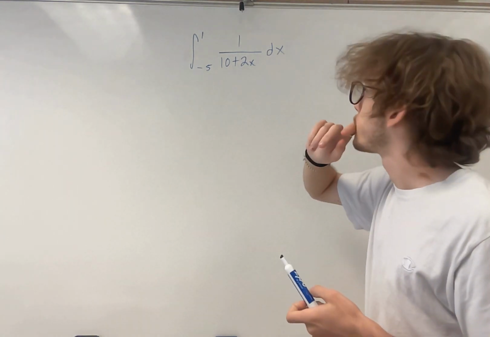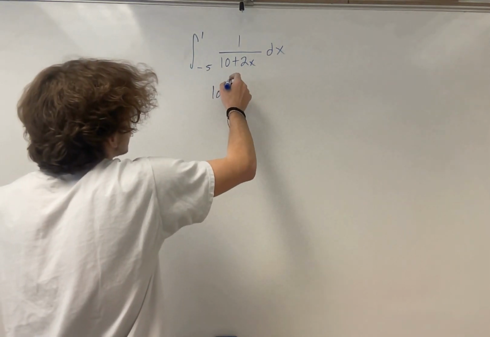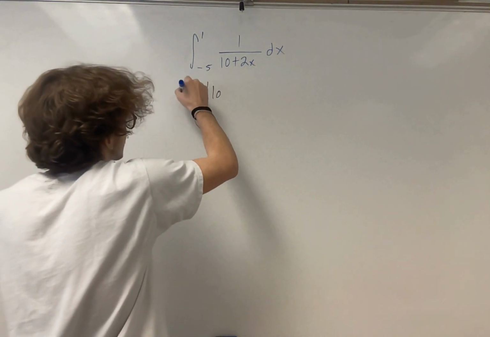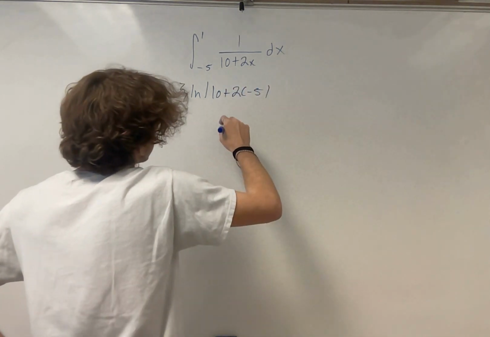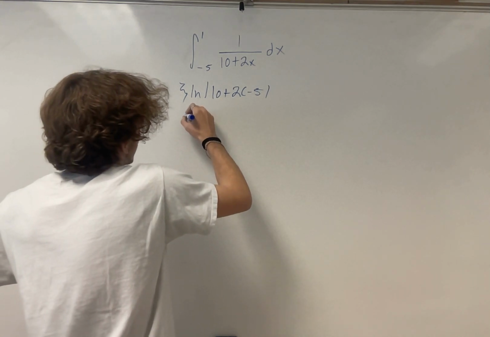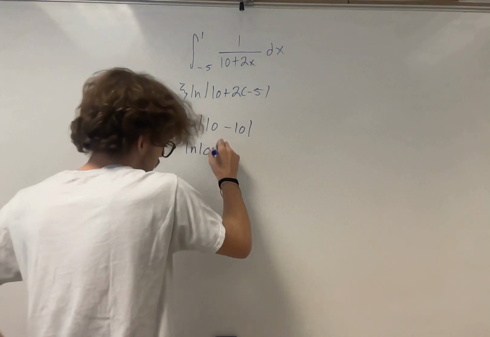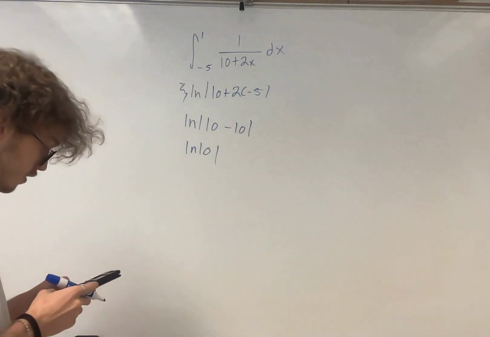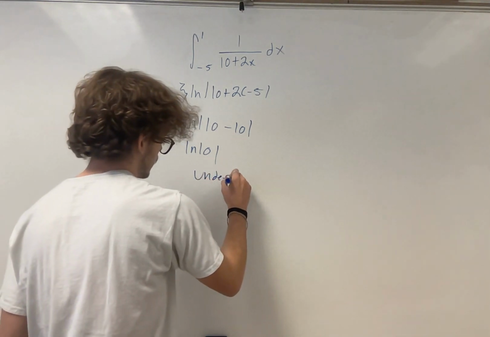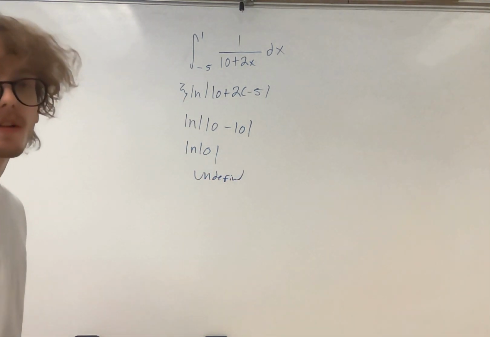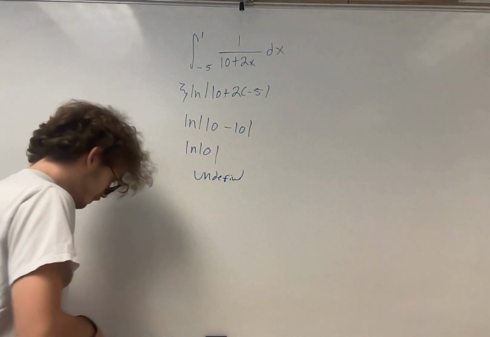But there's a problem. Notice the denominator, 10. If we were to evaluate, because it would be ln of something over here, 10 plus 2 times -5. Okay, so ln of 10 minus 10 is the natural log of 0. Now, type in the natural log of 0 in your calculator, you're going to see that you get an undefined answer. You can't take the natural log of 0, unfortunately. It's undefined.